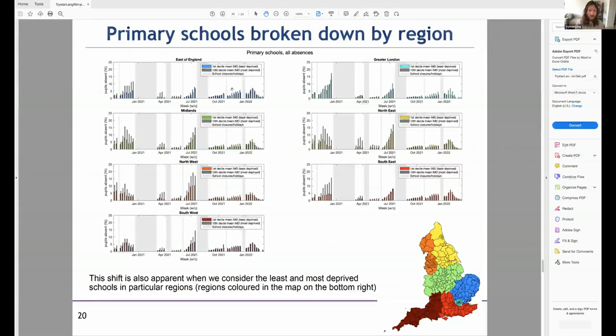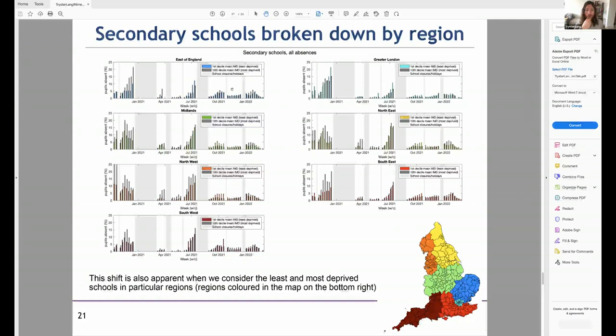So for example, if we look at the east of England and Greater London, we can see that this shift seems to happen earlier. If we look at July 2021 in either of those cases, we can see that the coloured bars, which correspond to the least deprived deciles, are already higher than the most deprived deciles. And what does this suggest? The last plot showed primary schools. Here are secondary schools. Same trends persist.